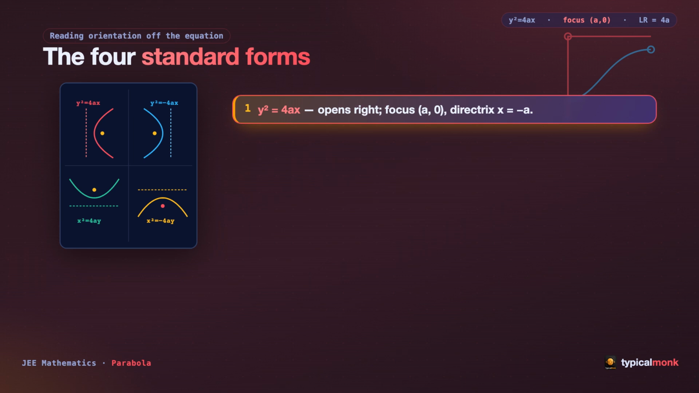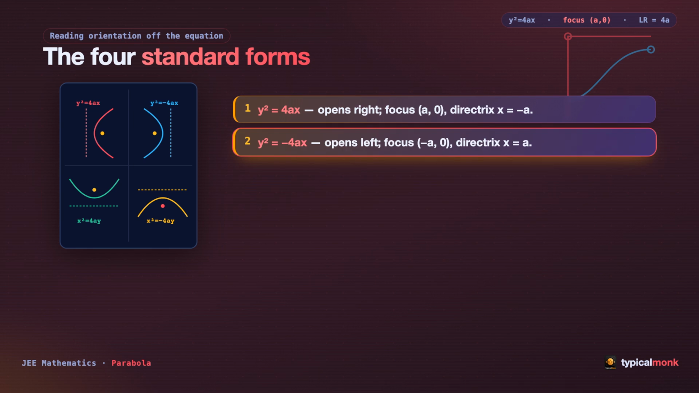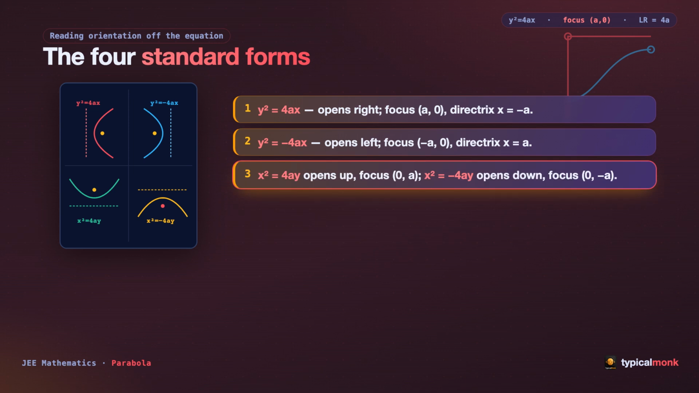Now let us read orientation straight off the equation. The four standard forms side by side. The first, y squared equals 4ax, opens to the right. Its focus is at a comma 0. Its directrix, the line x equals minus a. The second, y squared equals minus 4ax, opens to the left. Focus at minus a comma 0. Directrix, the line x equals a. The third and fourth, x squared equals 4ay, opens upward, with focus at 0, a, and x squared equals minus 4ay, opens downward, with focus at 0, minus a.